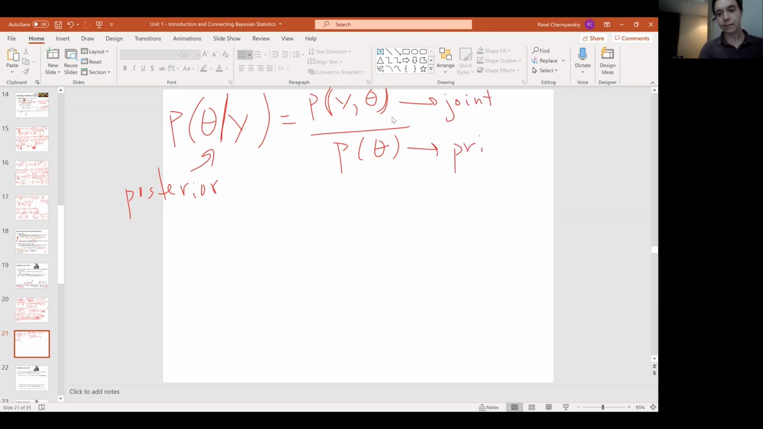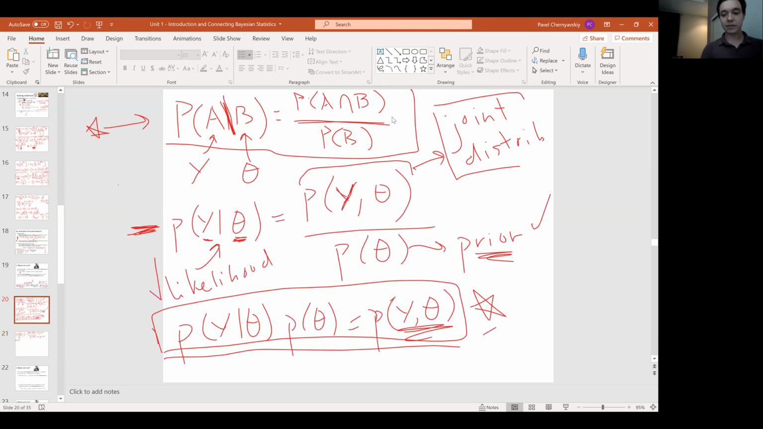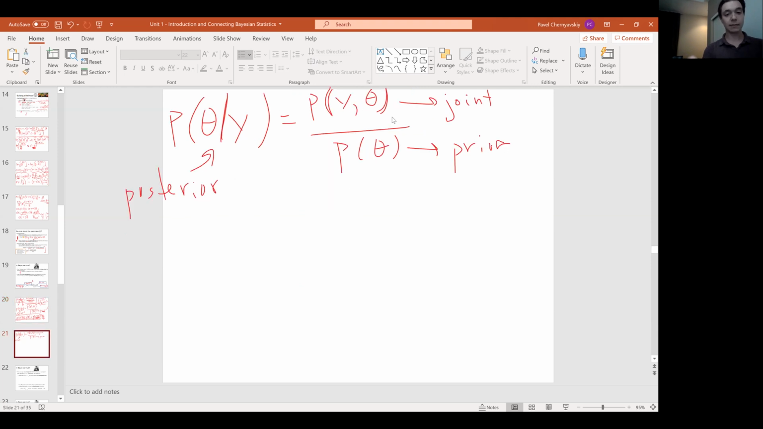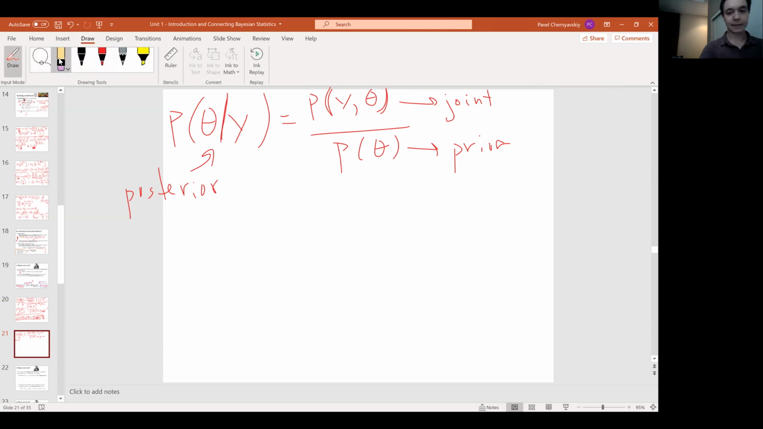This is the prior. Am I there yet? I'm close. Because according to my previous result, I can rewrite the joint distribution as a product of the likelihood and the prior. I'm sorry, I made a typo. If we were in person, you would be screaming at me that we made a typo. Y goes here. I'm so sorry.